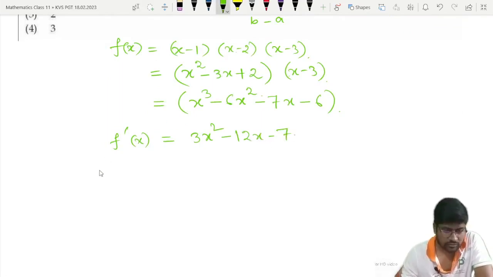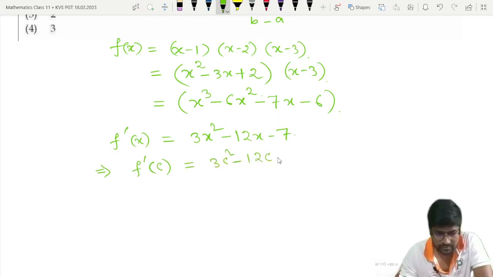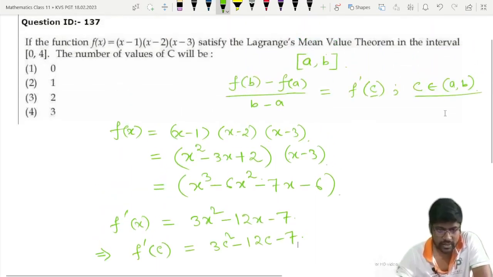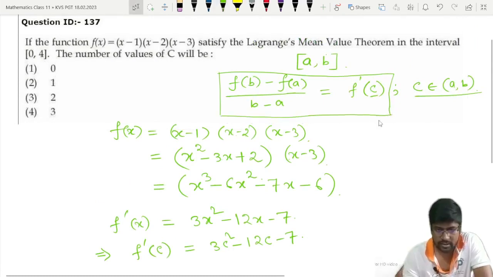So f dash c will be what? f dash c will be 3 into c square minus 12c minus 7. Okay, now just in this relation we have to put all the values. This is the theorem, Lagrange's mean value theorem. Now here we have to put all the values in order to get an equation involving c, and from there we will find the value of c.